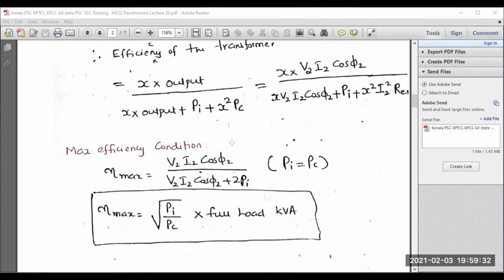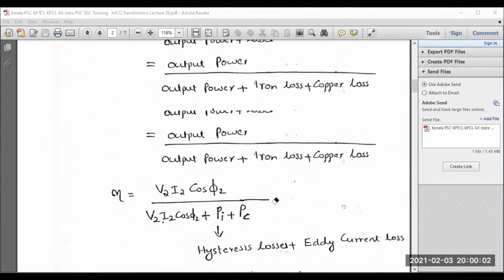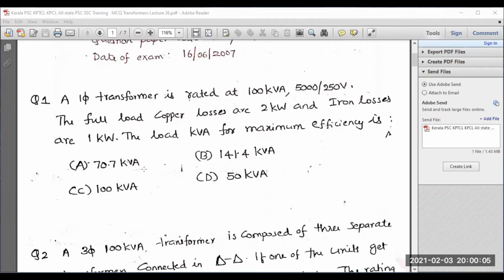If you apply the condition for maximum efficiency, you will get an expression like this. Let us note down this formula. This is one formula. Similarly, another formula is also available, which is most important. That is eta maximum, given by the square root of Pi divided by Pc, times full load kVA, where Pi is iron losses and Pc is copper loss. So this is the condition for maximum efficiency. Now let us go back to the question, and please remember this formula in your mind.